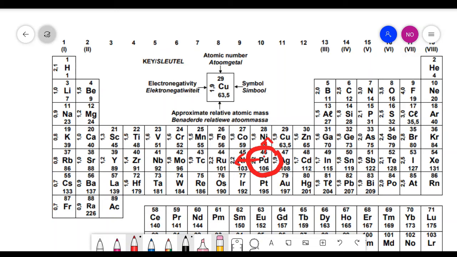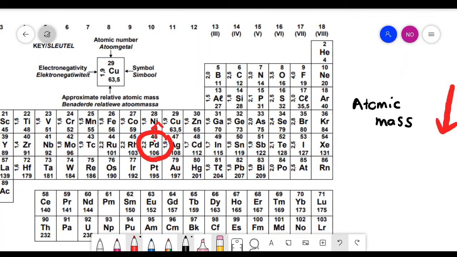Okay, so now we just have to look at the other two traits. So we looked at atomic mass. Let's quickly look at atomic radius. And then we are done with this.